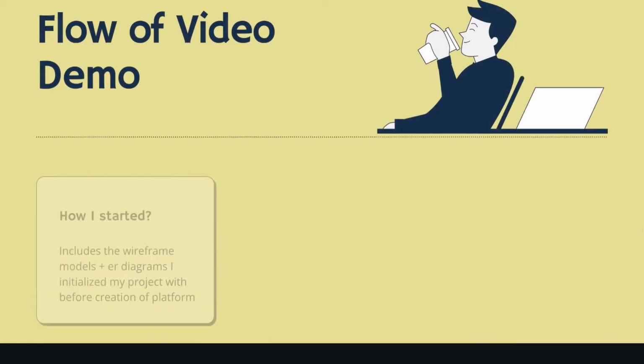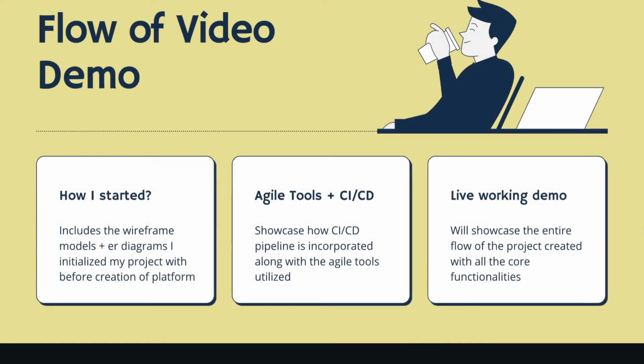Now, the flow of the video demo is as follows. It starts with explaining the wireframe models and the ER diagrams utilized to create the base foundation to define the core functionality of the project, followed by the agile tools and the CI/CD integration incorporated within the project, and at last the live working demo, which showcases all the core functionality.